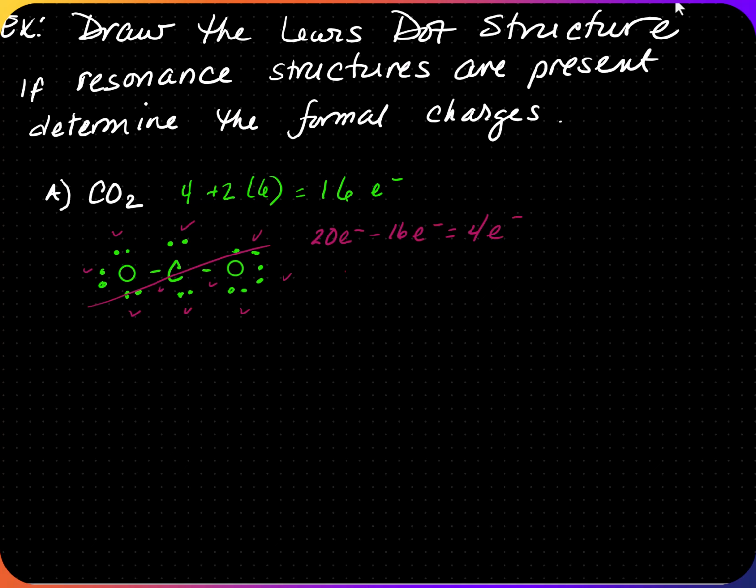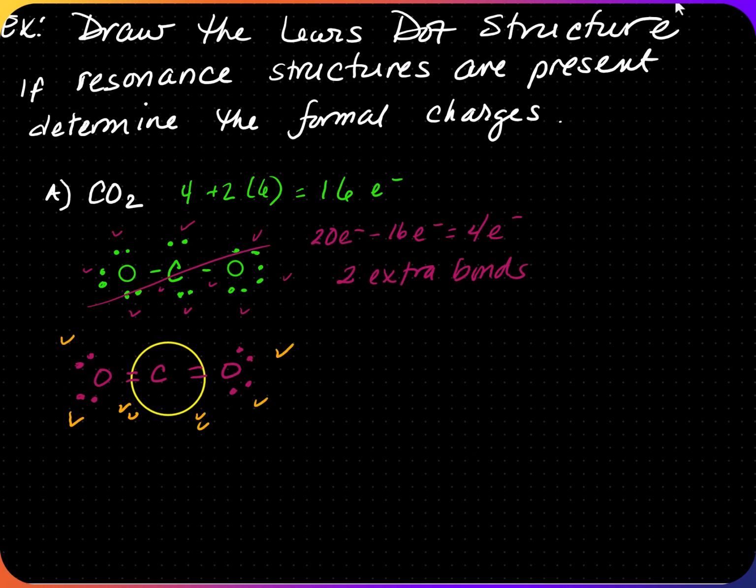Each bond has 2 electrons, so that means I need 2 extra bonds. I'm going to distribute my bonds equally. I'm going to make each one a double, so I'm going to give each oxygen an extra bond. If I do that, there are 4 electrons from the bonded pair, so each of the oxygens needs 4 more. Carbon has a full octet because it already has 4 bonded pairs. So I'm going to count to see if our electrons match. So we have 2, 4, 6, 8, 10, 12, 14, 16. So this is a possible structure for CO2.